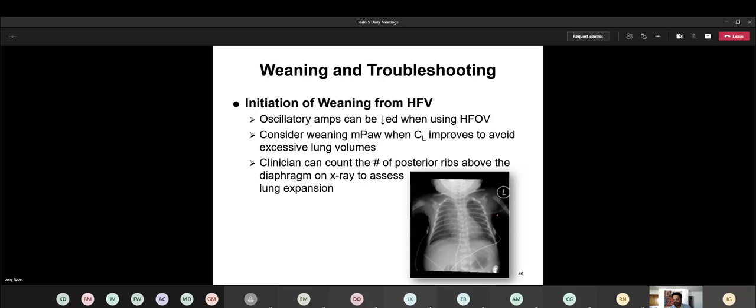And that's not the most accurate way of determining whether or not you have adequate lung inflation. It's still being practiced, but it's just not that reliable because what if you miscount? Or what if you can't really see that clearly? So it's kind of subjective in a sense, but it's still something that's being ordered and done almost on a regular basis with these babies on the oscillator.